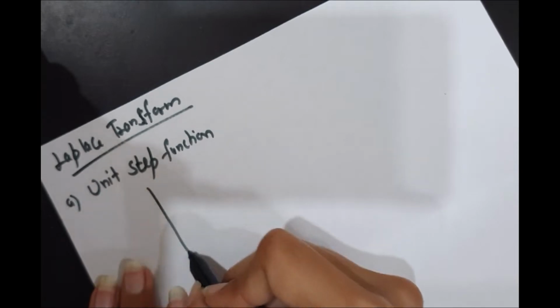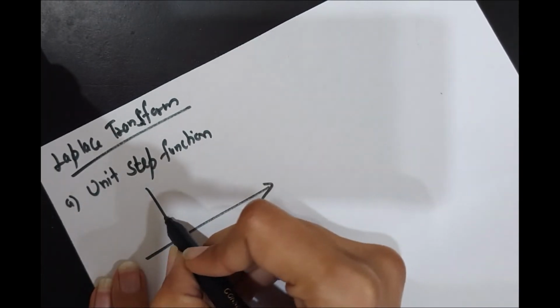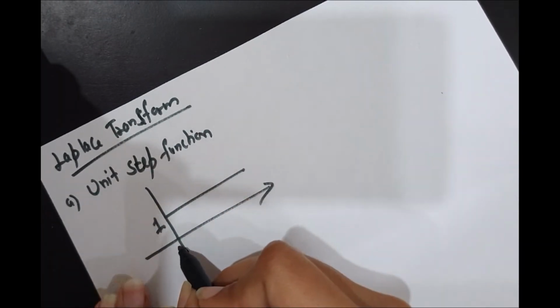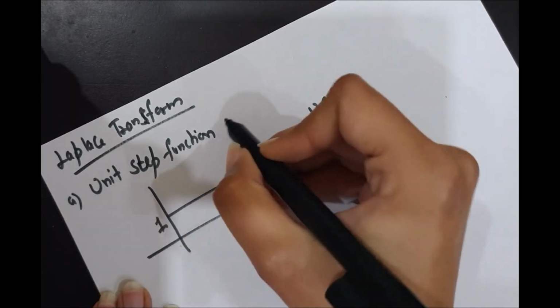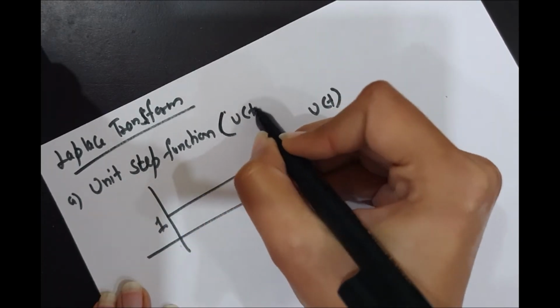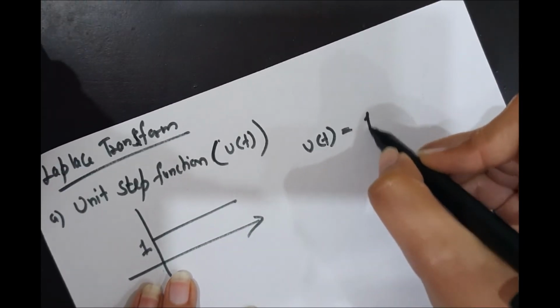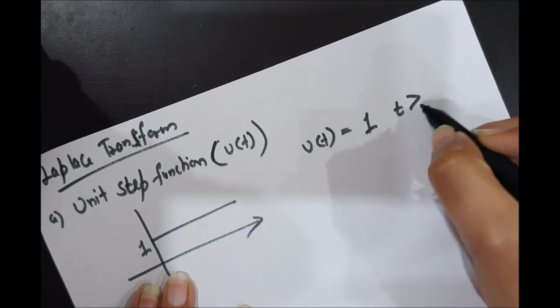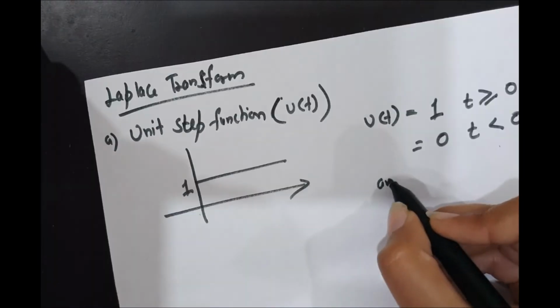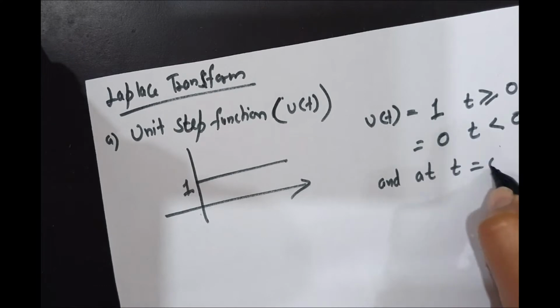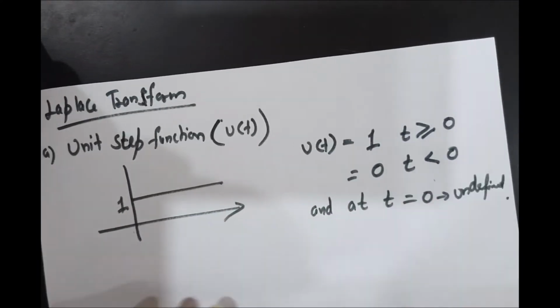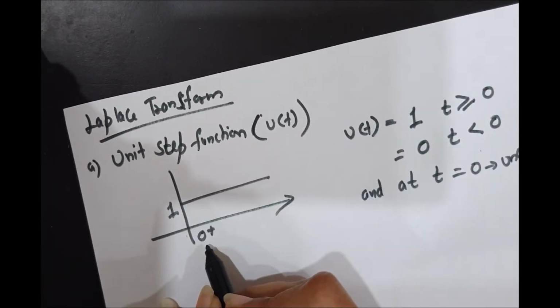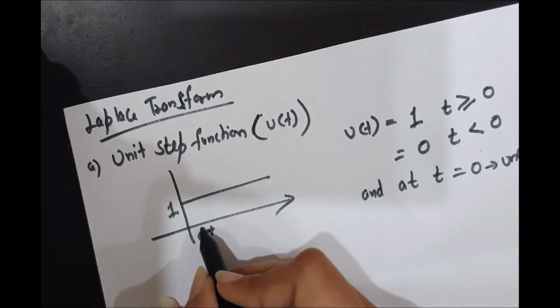A function is called a step function if it's 1 for t greater than or equal to 0. The unit step function is denoted with u(t). u(t) is 1 for t greater than or equal to 0, and at t equal to 0 this function is undefined. How is this undefined? As you can see, at t = 0 plus this function is 1.